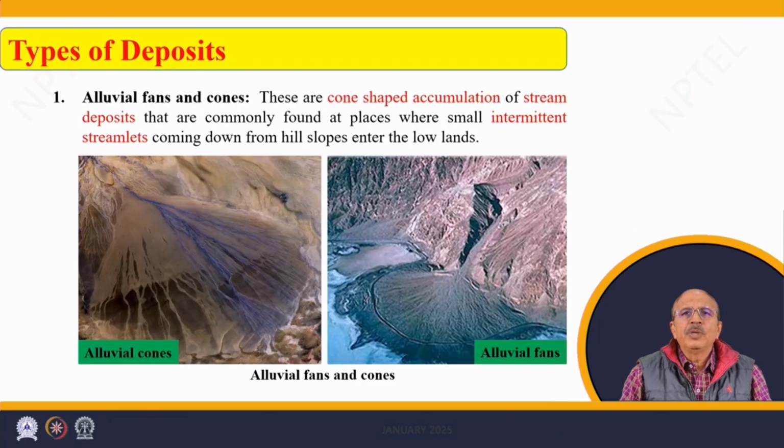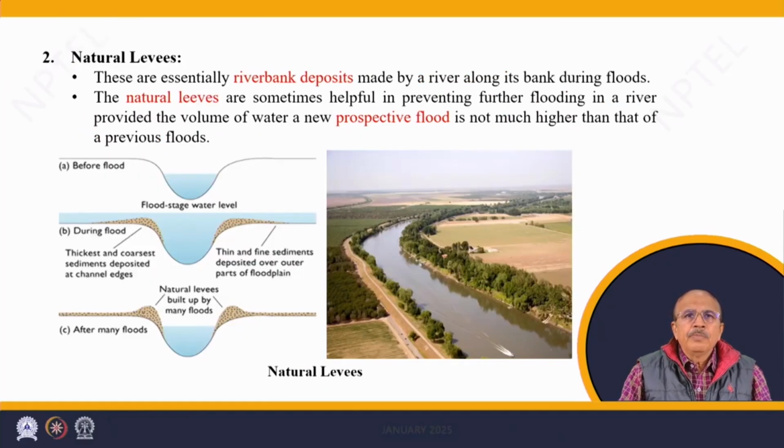These are cone-shaped accumulations of stream deposits that are commonly found at places where small intermittent streamlets coming down from hill slopes enter the lowlands. In the figure also, the left side is showing the alluvial cones, whereas the right side is the alluvial fans. Natural levees: these are essentially river bank deposits made by a river along its bank during floods. The natural levees are sometimes helpful in preventing further flooding in a river, provided the volume of water for a new prospective flood is not much higher than that of previous floods.